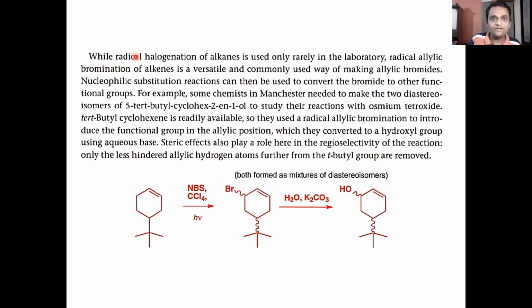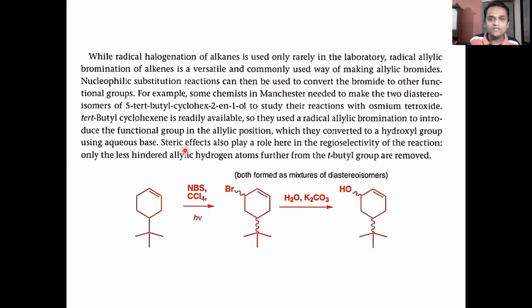Okay, so we have seen that radical halogenation of alkanes is used rarely in the laboratory, but radical allylic bromination of alkenes is a versatile and commonly used way of making allylic bromides, and nucleophilic substitution reactions can then be used to convert the bromide to other functional groups. So here that bromide is converted into hydroxide.